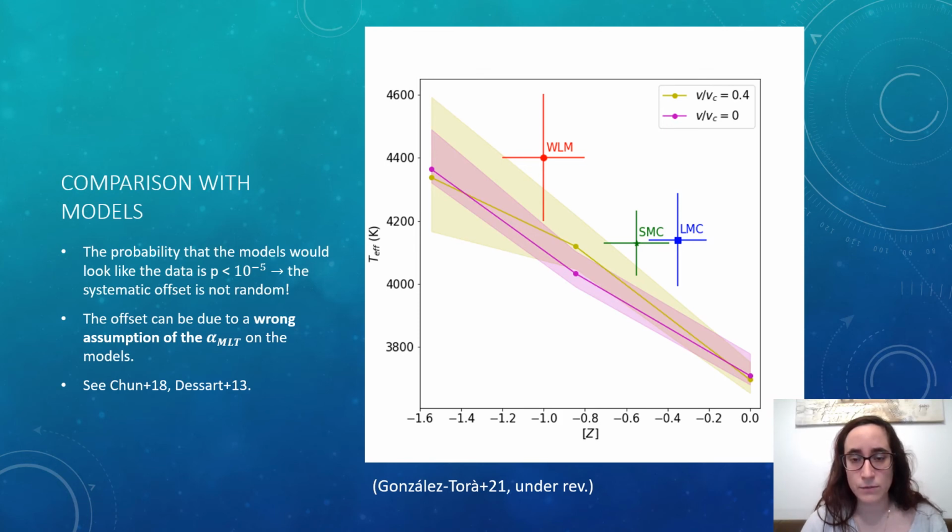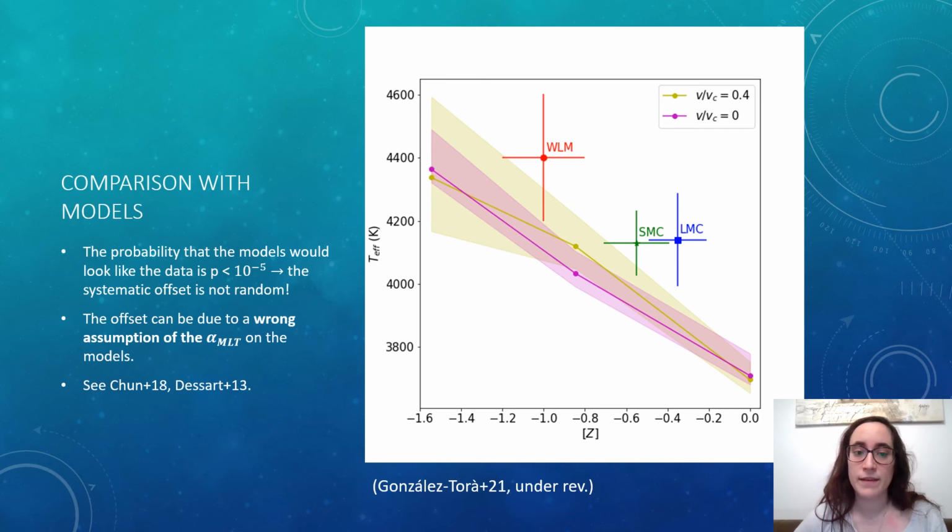So you can see this here in this plot. In magenta we have what the simulations predict, the mean effective temperature and the errors, of non-rotational models, and in yellow is the same but with rotational models. And then we compare it with our observational analysis. You can see that there seems to be an offset between observations and models, and we calculate that the probability that these models would look like the data is 10 to the minus 5. This means that this systematic offset cannot be random.